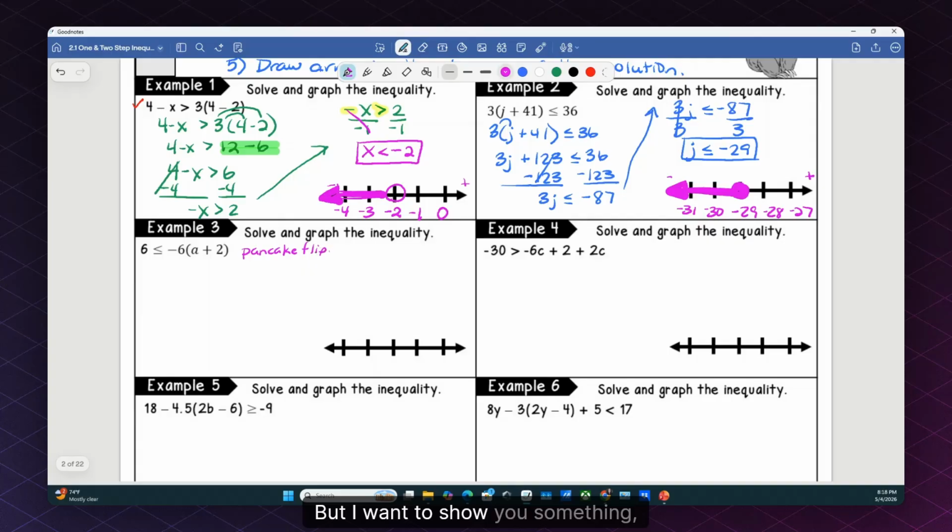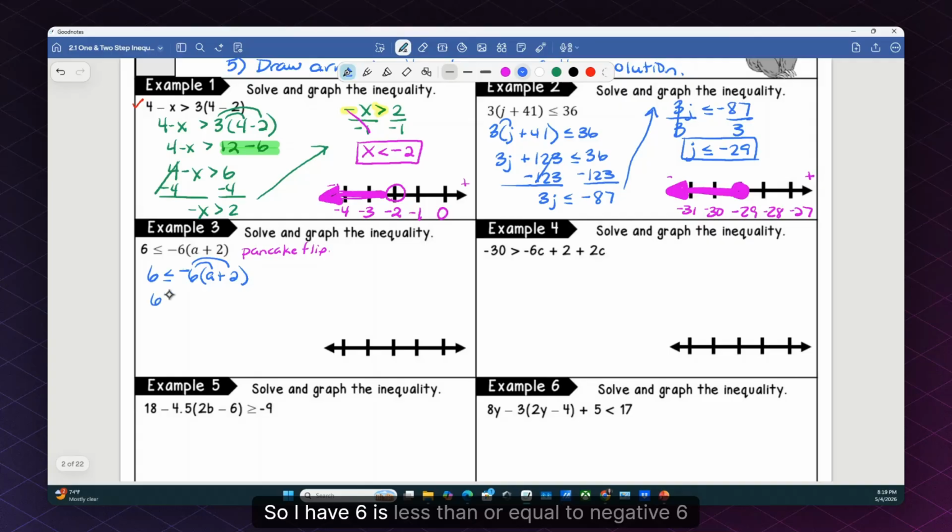But I want to show you something in the process. So I'm just noting this, that we're going to have to pancake flip a little bit later on. And let me show you why. Okay, so let's get busy solving this. I'm going to write this over again: 6 is less than or equal to negative 6 times the quantity a plus 2.